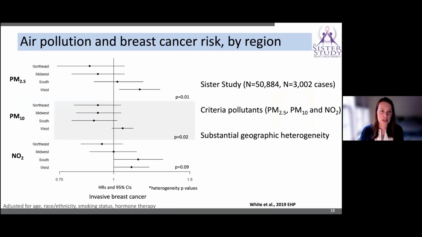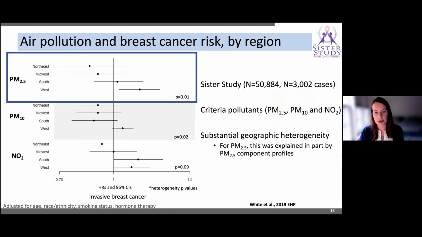So when we looked at the association between PM2.5, PM10, and NO2 with breast cancer risk, we first started by stratifying by census geographic region because we were concerned about this potential heterogeneity in air pollutants over the US. And we did see evidence of heterogeneity really across all three of these pollutants, but most strongly for PM2.5. So among women living in the Western US, we found that PM2.5 was significantly associated with invasive breast cancer risk. And so we were able to explore that finding in a little bit more detail by incorporating PM2.5 component data.